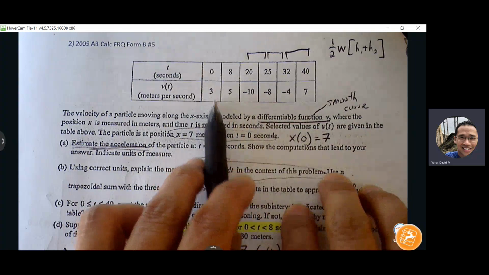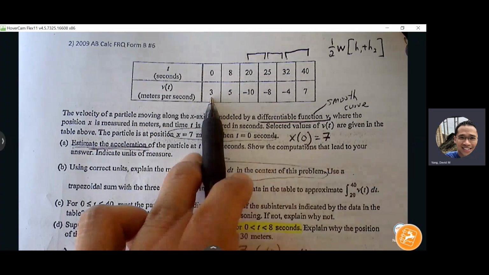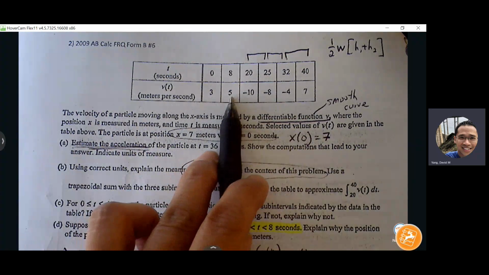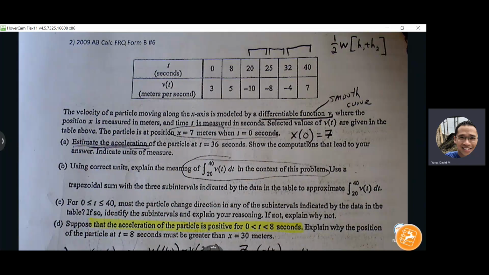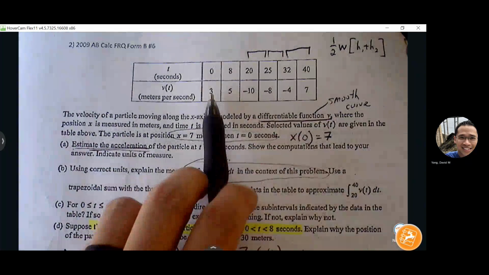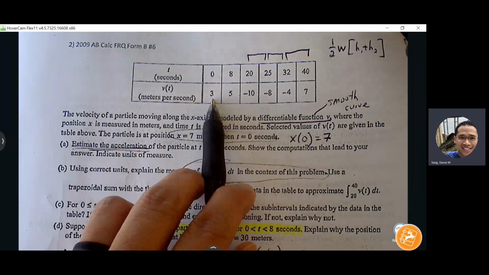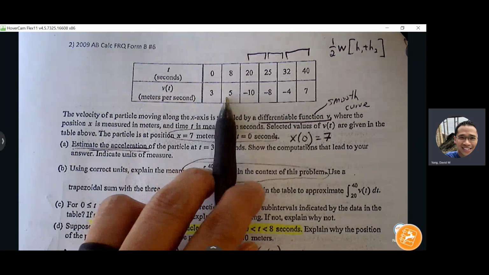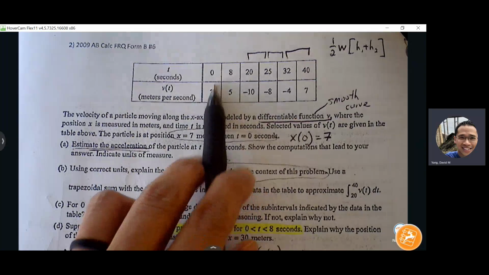Can my velocity dip to 2 and 1 in this time interval? It has to always be what? Increasing, yeah, because positive acceleration means my velocity is always increasing, right? So I know that between 0 and 8, my velocity is going to be at worst 3, but then it's going to continue rising up to 5. So it's always going to be increasing.